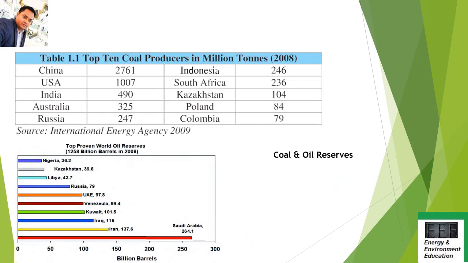Similarly, friends, the top 10 coal producers in million tons. You may be asked to name the top 5 or top 10 countries which have the maximum coal production capacity. As far as this chart is concerned, here it is highlighted. China tops the chart. Then USA, India, Australia, Russia are the major 5 countries with the maximum coal production. But this figure may have changed at present.